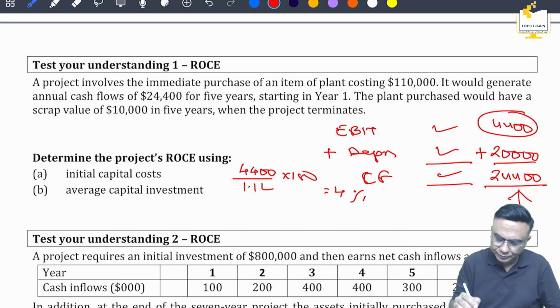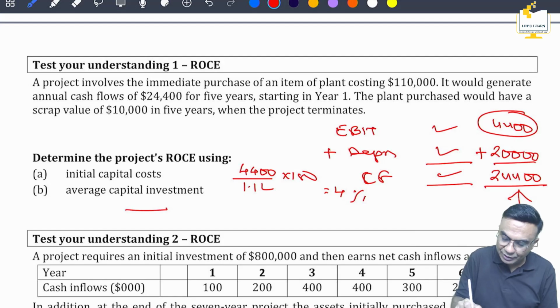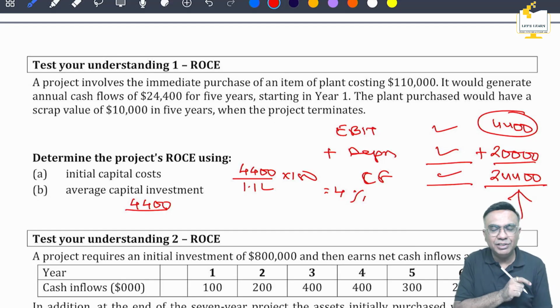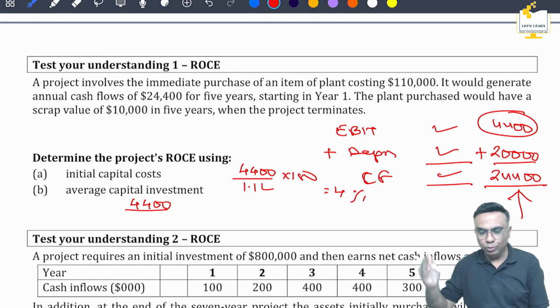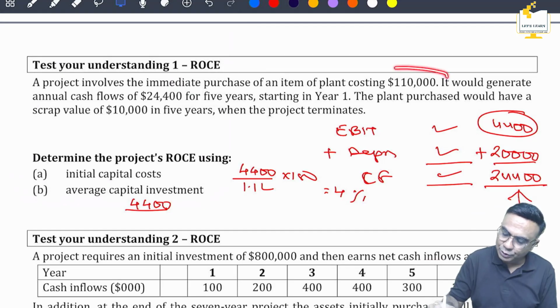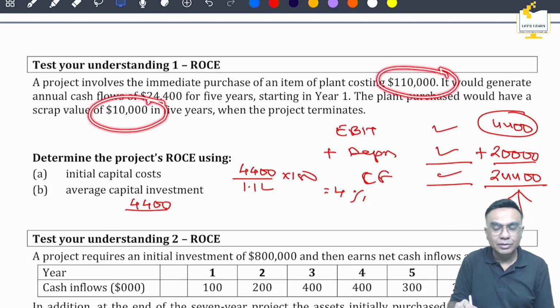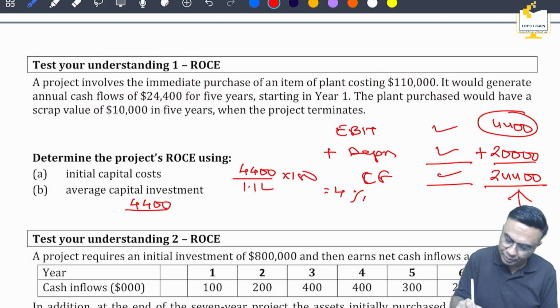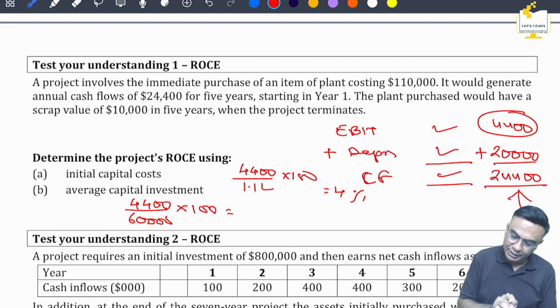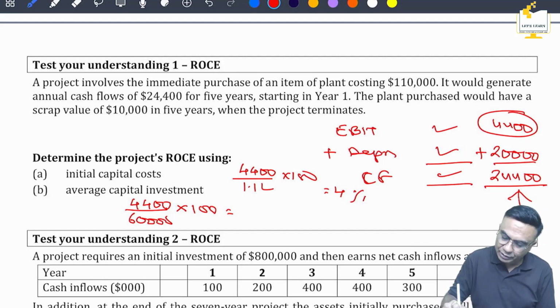Then the second one, project ROC using average capital investment. So what is the formula here? It will be average EBIT divided by average investment. What is average investment? Cost plus scrap divided by 2. How much is the cost? It is 1,10,000 plus scrap, so 1,10,000 plus 10,000. So that is 120 divided by 2. So that comes to 60,000. Into 100. So that comes to how much? 7.33%.